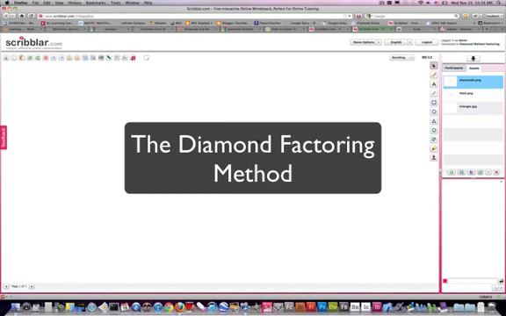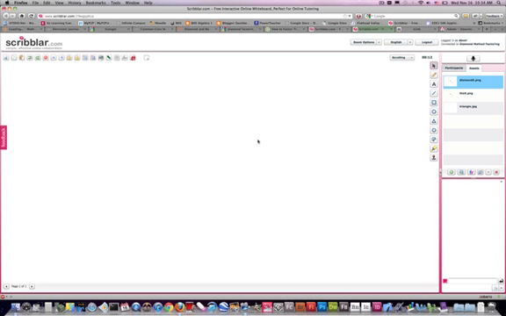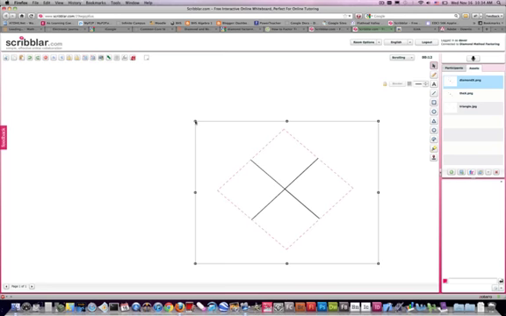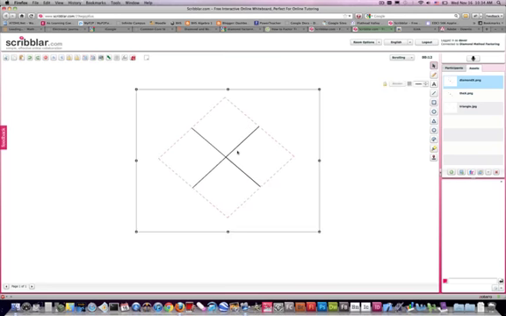Hey everybody, this is Dave Ritter and I'm going to show you the diamond method of factoring a quadratic equation. So it all kicks off with an x. You create an x on your paper and then we surround it by this kind of imaginary dotted line called the diamond.